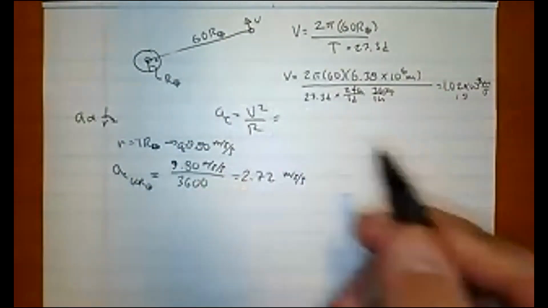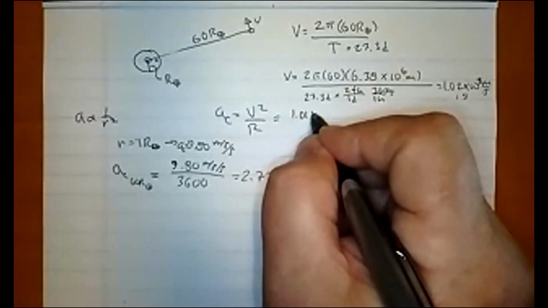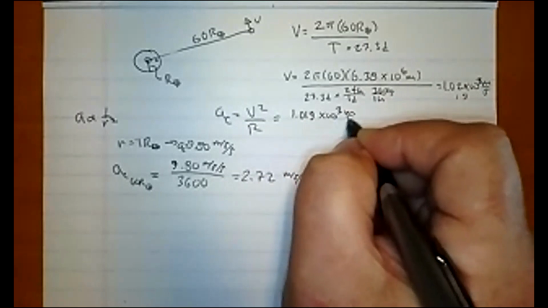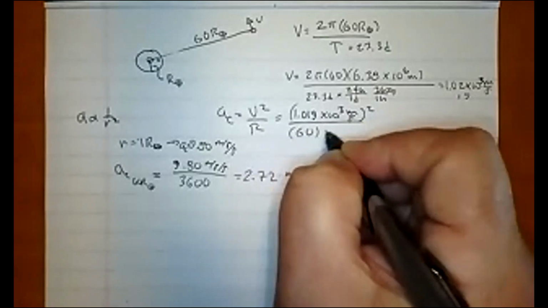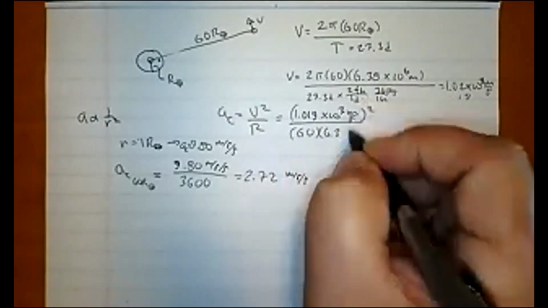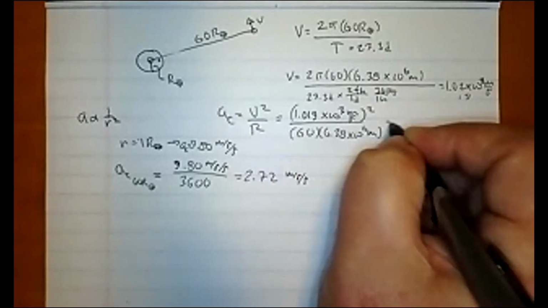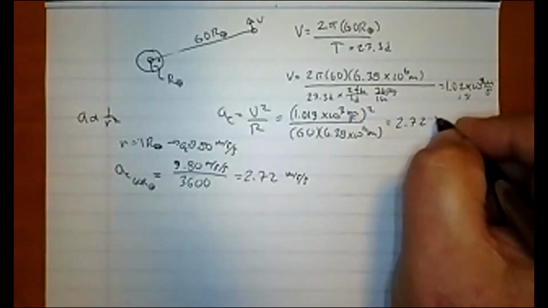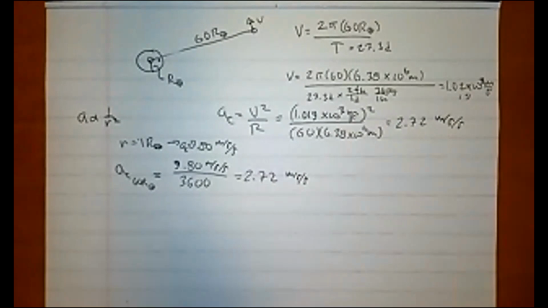Now he goes and calculates what's the actual acceleration of the moon. Well, we'll say 1.019 times 10 to the third meters per second. I'm going to square that, and then I'm going to divide that by 60 times 6.38 times 10 to the sixth meters. And when I do that, I get 2.72 meters per second squared.